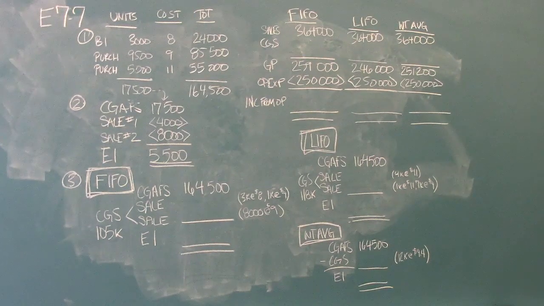Okay, the next problem on our list is E77. E77 is similar to E75. It asks us to do similar requirements, a similar type of exercise, but it gives us slightly more calculations that we have to do. The first requirement says calculate the number and cost of goods available for sale.